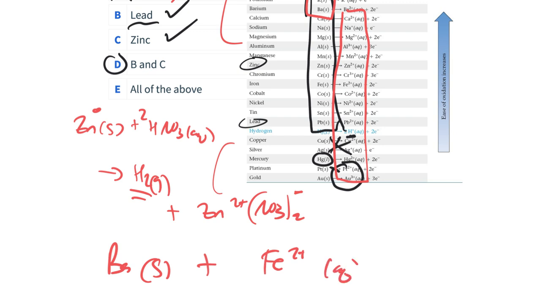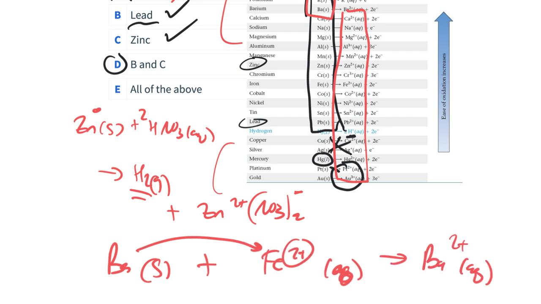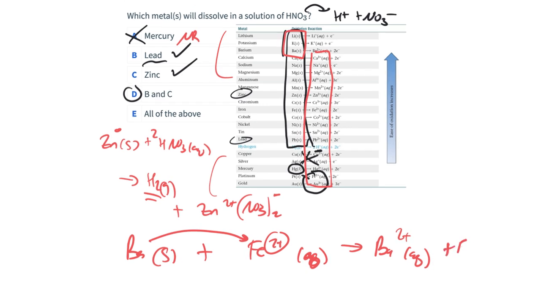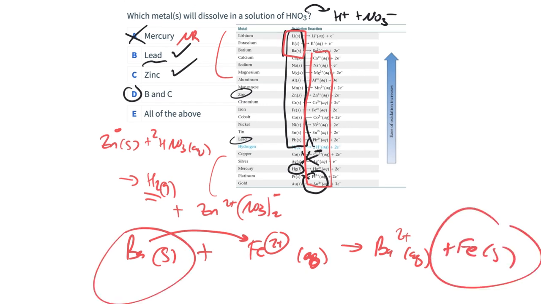Then the iron 2+ aqueous, the iron will absorb the electrons off barium, so that barium forms barium 2+ aqueous, and then iron solid forms. And the key is really looking at these two activities of the solids, of the neutral atoms, and you need to start with a more reactive metal and produce a less reactive metal, or a more reactive neutral substance and produce a less active neutral substance.